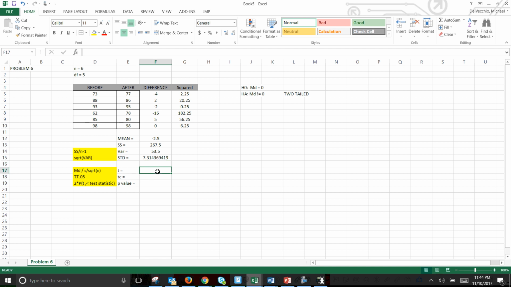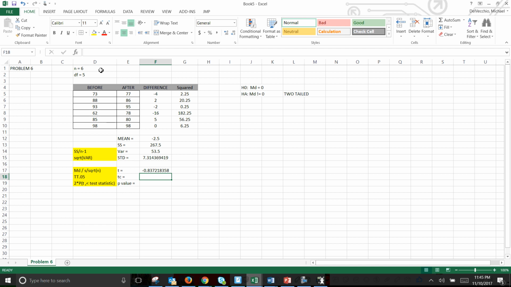So we have to compute our t-statistic. Well, since our null hypothesis is mu equals 0, we take this negative 2.5 and subtract 0, so that's just negative 2.5. And then we have to divide by the standard error, which is going to be S, the standard deviation, divided by the square root of n, which is 6. Let's type it in. Okay. And that gives us a test statistic of negative 0.83.